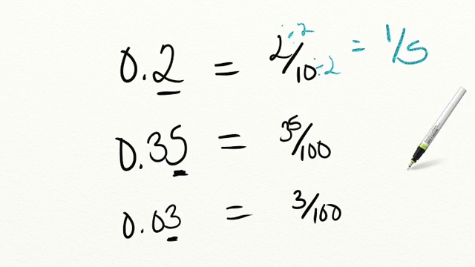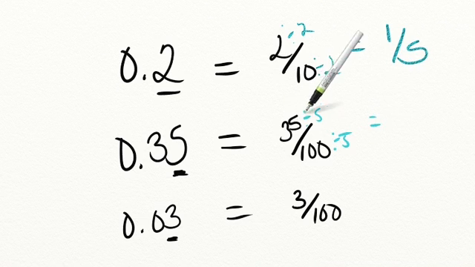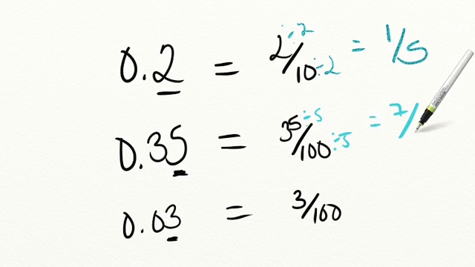Let's look at 35 hundredths. We know that we can divide our numerator and our denominator by 5. So 35 divided by 5 equals 7. 100 divided by 5 equals 20.